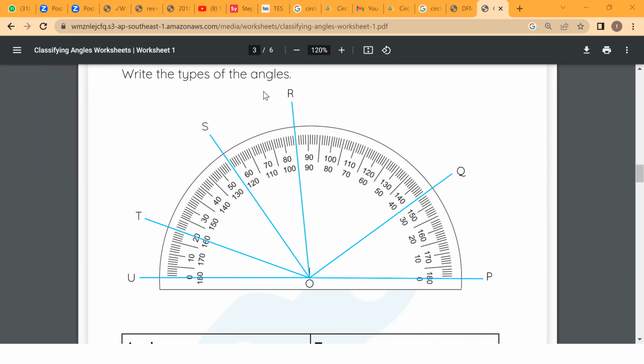What is the size of angle UOR? A right angle? Acute angle? Is that acute? You sure that's a right angle? No, that's not a right angle. Look at it. We start at UOR, we start at 0. We go to R. R is exactly right here.